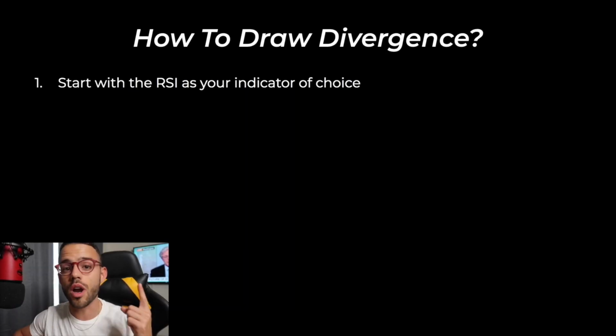So how do you draw it? Well, I've got 4 steps for you. Number one, you start with the RSI as your indicator of choice. Some people will use MACD, some people will use everything.